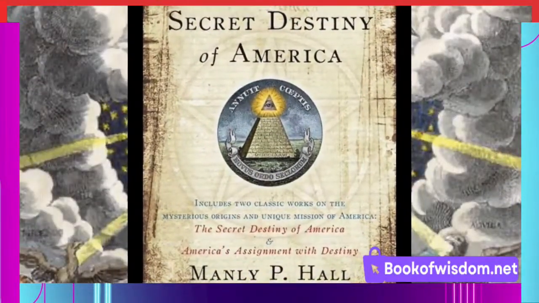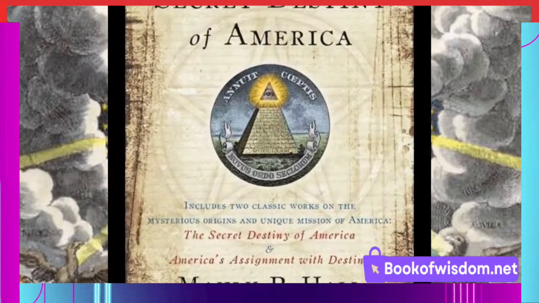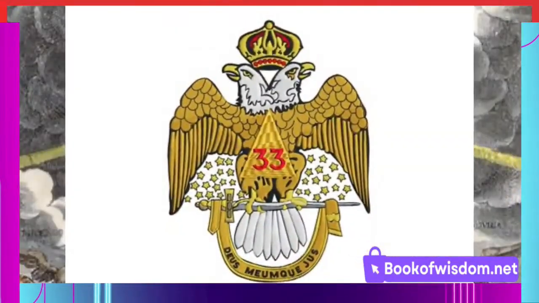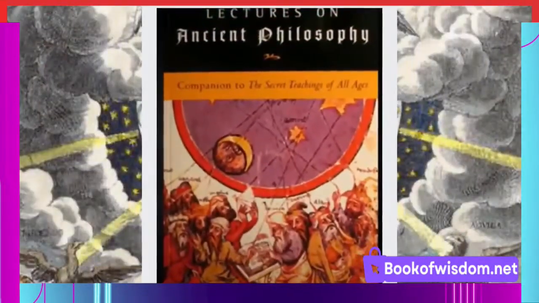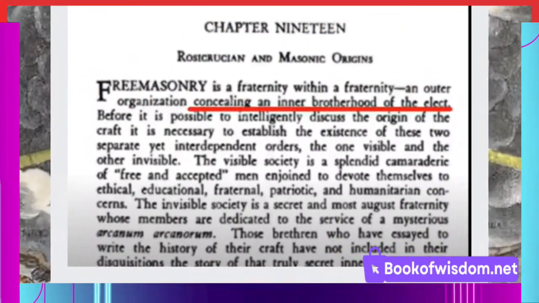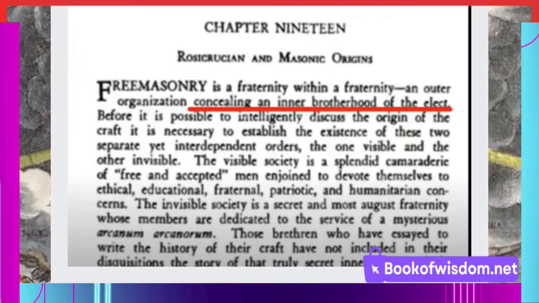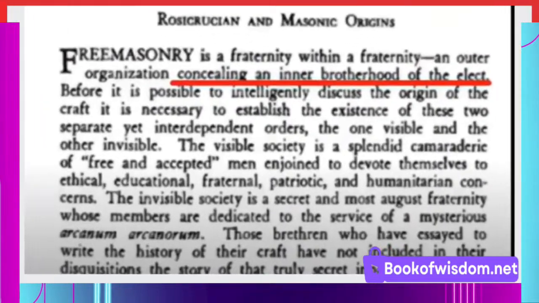But not all Freemasons are part of this Illuminati secret society. As the 33rd degree Freemason Manly P. Hall said in his book, The Secret Teachings of All Ages, Freemasonry is a fraternity within a fraternity, an outer organization concealing an inner brotherhood of the elect.